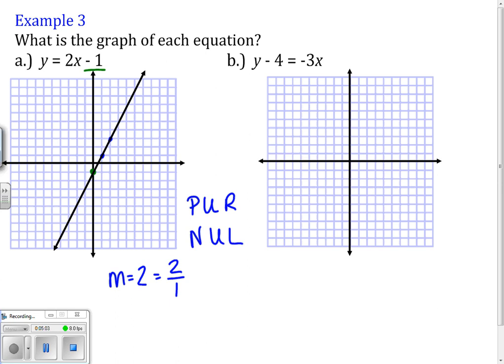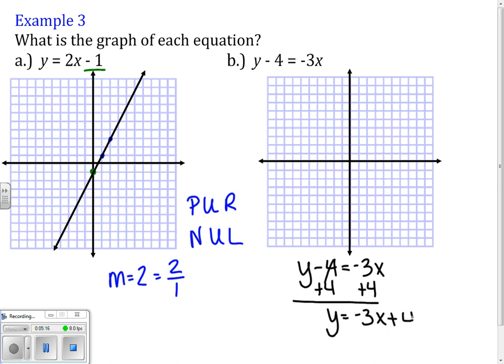Taking a look at letter B. Letter B is a little different. It is not solved for you yet, so we have to get y by itself. I'm going to do so by adding 4 to both sides. Adding 4 gives me y equals negative 3x plus 4. So the first place you start is the y-intercept. That's positive 4. So on the y-axis, go up 4 and put your y-intercept.